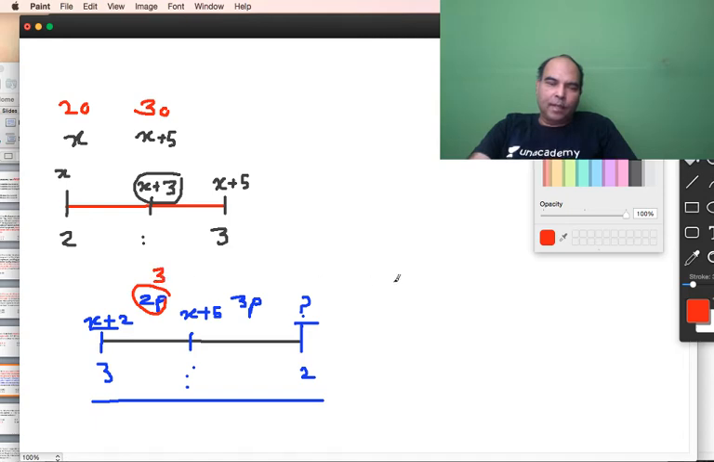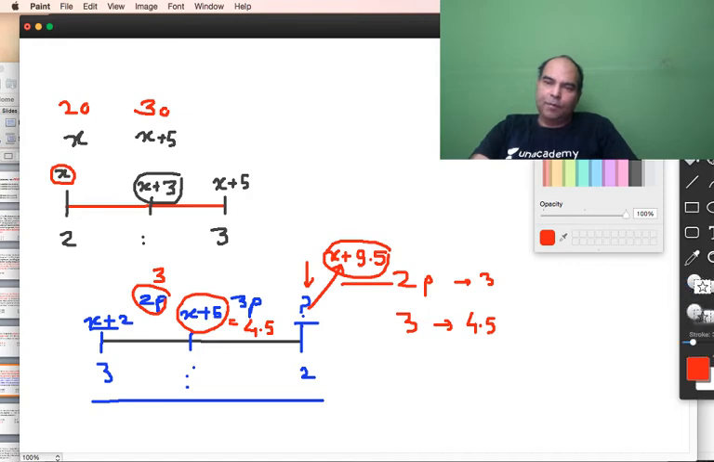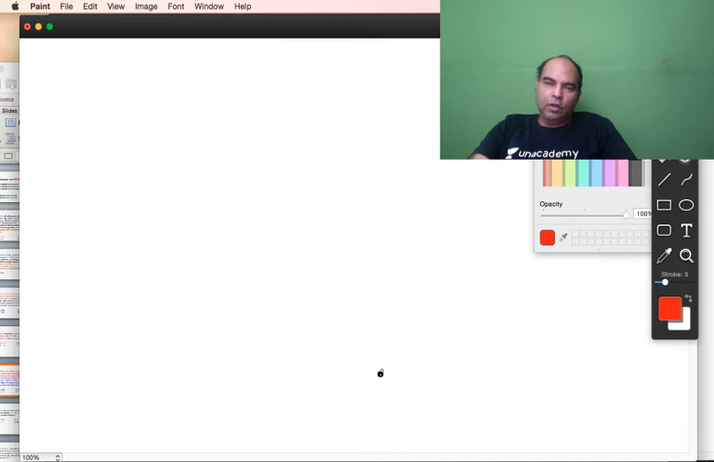So 2 parts being 3, using the unitary method, if 2 parts are 3, so 3 parts will become 4.5. So this distance between x plus 5 and this point on the number line will be 4.5. So to x plus 5, if we add this 4.5, we'll get a value of x plus 9.5. And that also shows that the boys' average has increased from x to x plus 9.5, which is an increase of 9.5 marks. So these were the methods through which you could solve this question. You could go plain through equations, or you could go through allegations.